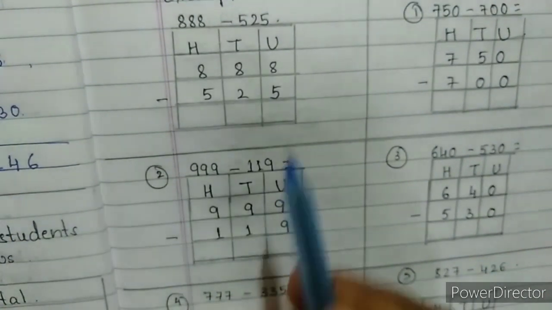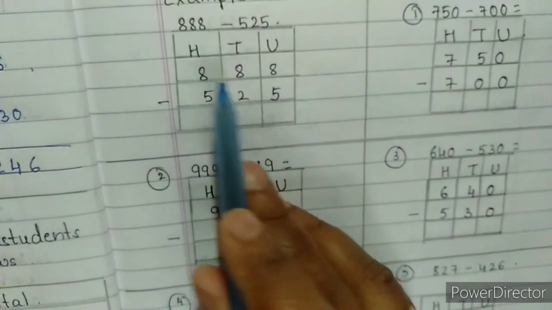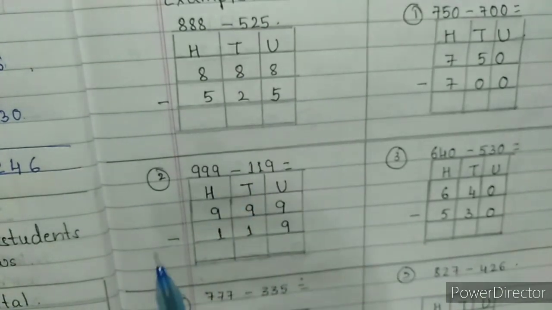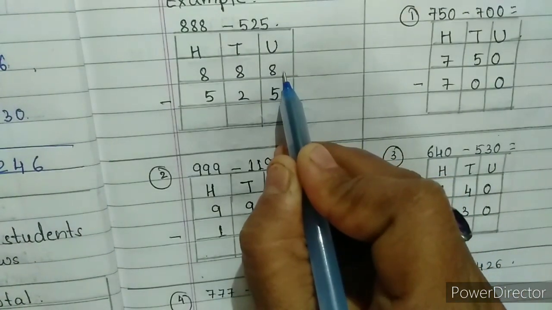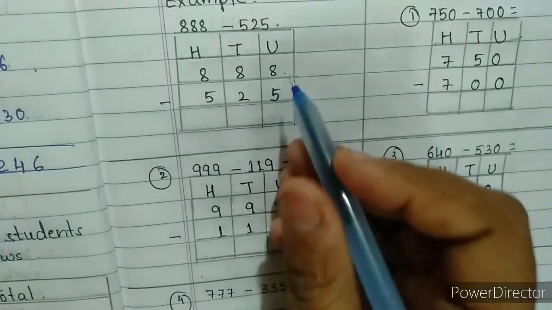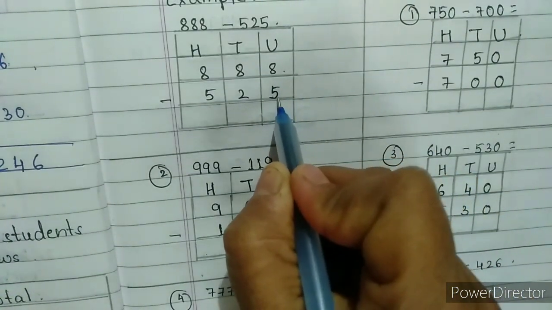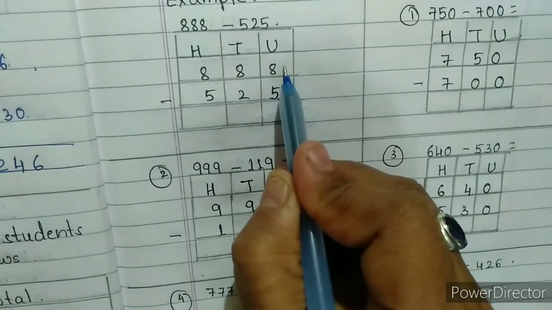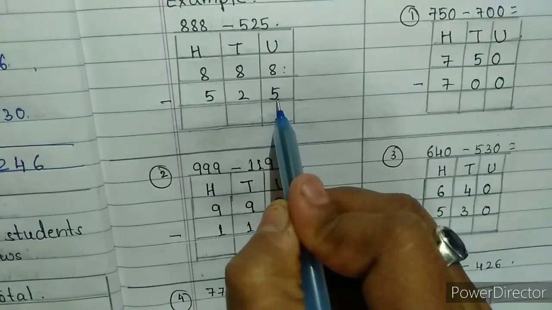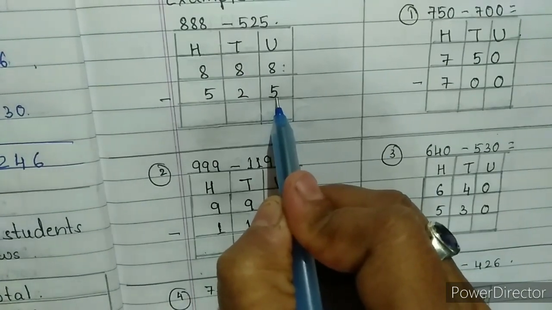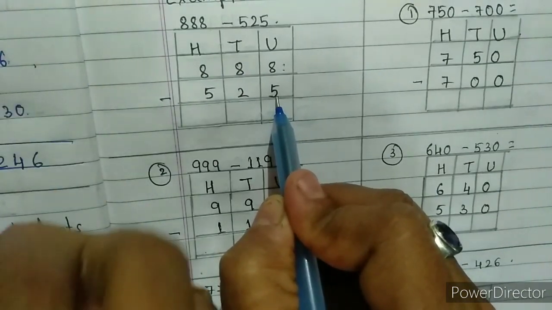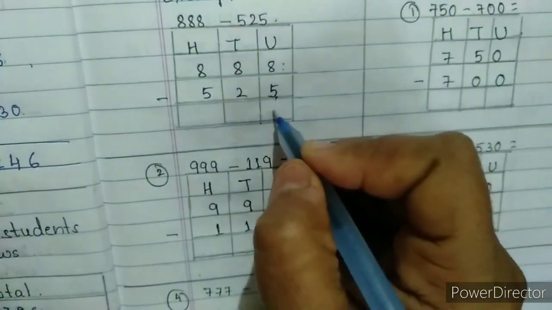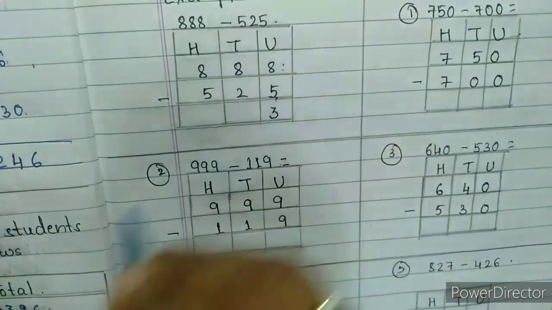Yes, children. Now, 888 minus 525. So, 8 is a big number. What we have to do is keep 5 in mind and count till 8. After 5, 6, 7, 8. So, how many numbers? We got 3. So, write 3.